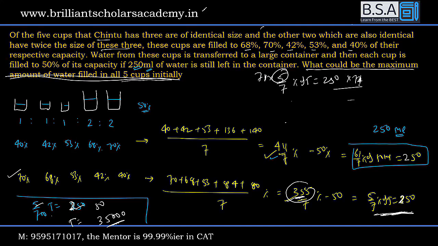71 into 250 is much larger than the previous answer. पिछला आंसर कहाँ 1600 ml तक जा रहा था, ये कहाँ जा रहा है, thousands में जा रहा है ml. So your answer is 250 into 71. 17,750 ml. 17,750 ml filled है आपका initially. Which scenario? Second scenario.